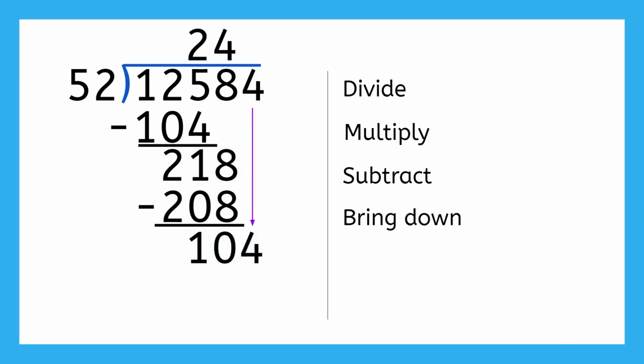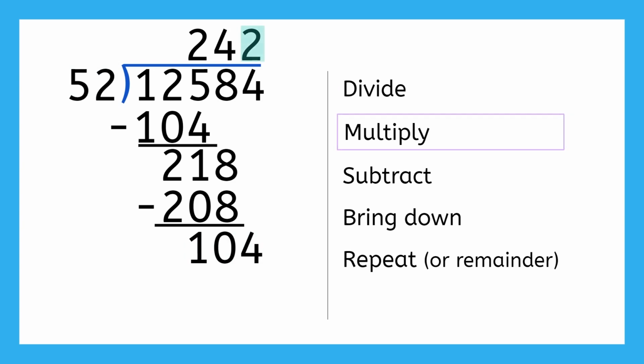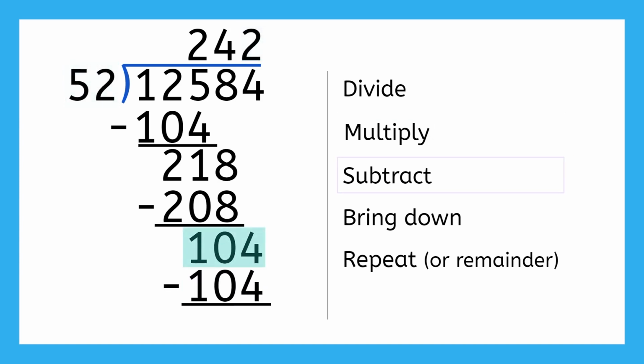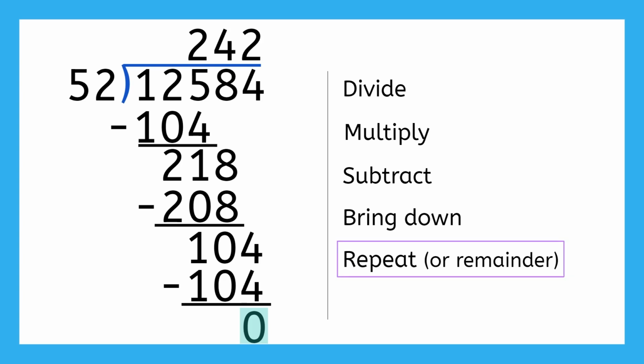We're almost done. Now it's time to divide again. 52 goes into 104 twice, so we put that 2 here on top. Then multiply 2 times 52 and put the answer 104 here. Subtract again, and what do we get? 0. And now there's nothing to bring down, and we can't repeat our process. So we need to look at the rest of our final subtraction. What does it mean when this final subtraction results in a 0? That's right, it means that we have no remainder and we don't need to repeat our process.